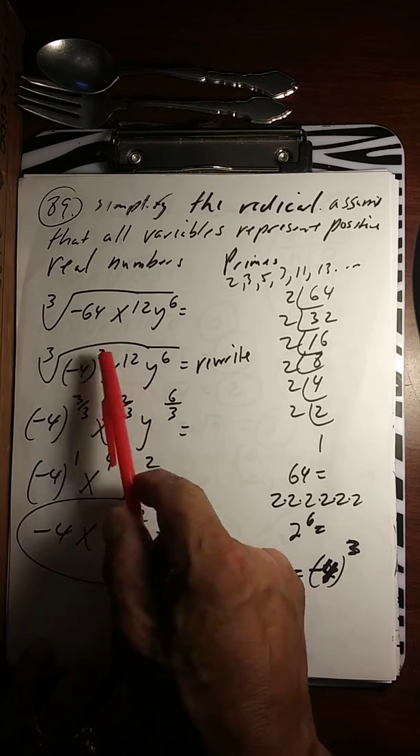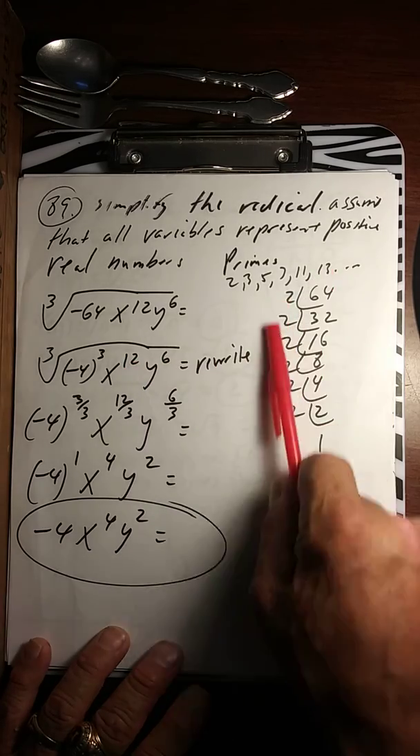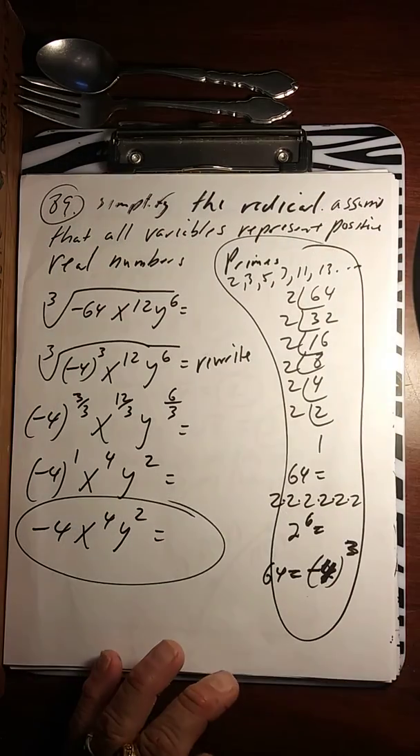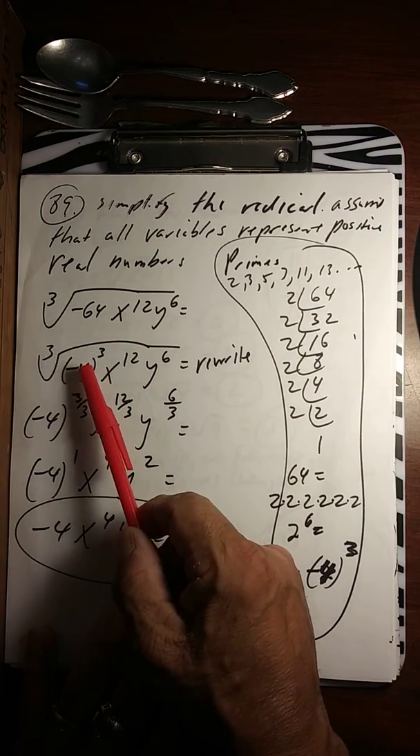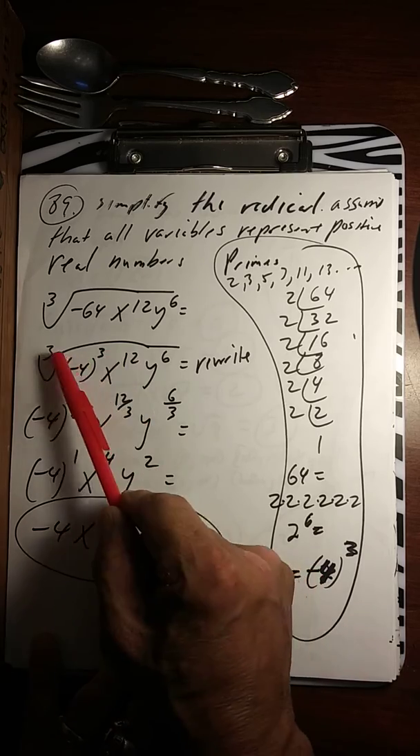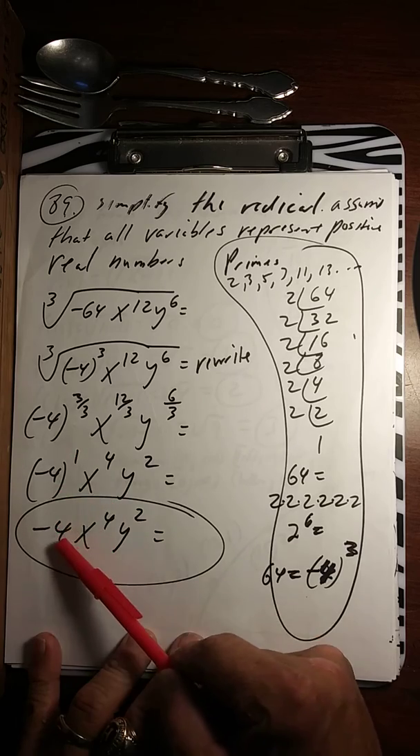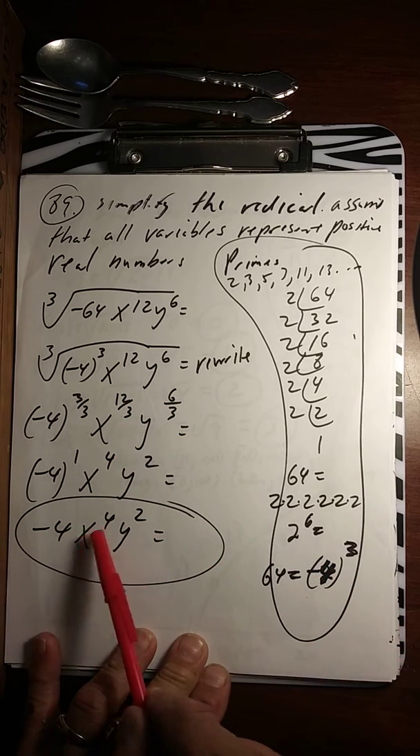This one, rewrite negative 4 to the third, x to the 12, y to the 6, using this prime number stuff right there. So now, 3 divides this power, 3 divides this power, 3 divides this power. So that's going to give you 1. To the 1 is that. It's going to be 4. That's going to be 2. So negative 4, x 4, y 2.